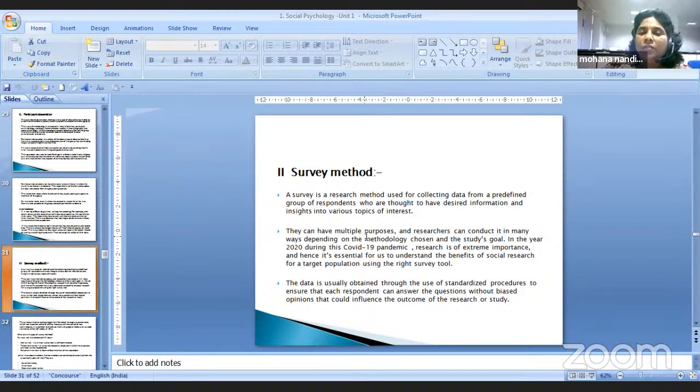In the year 2020, during the COVID-19 pandemic, research is of extreme importance, and hence it's essential for us to understand the benefits of social research for a target population using the right survey tool. Here, the data is usually obtained through the use of standardized procedures to ensure that each respondent can answer the questions without biased opinions that could influence the outcome of the research study.